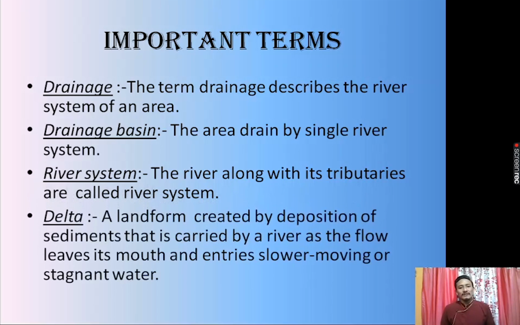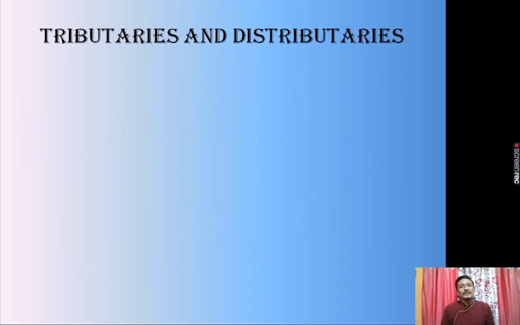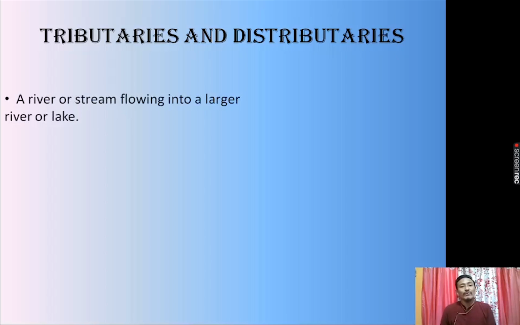Then we have deltas. Deltas are normally formed by the depositional work of rivers. We have lots of deltas in India, and one of the prominent ones is the Sundarban Delta in West Bengal. Now, what are tributaries and distributaries? Tributaries are a river or stream flowing into a larger river or lake.